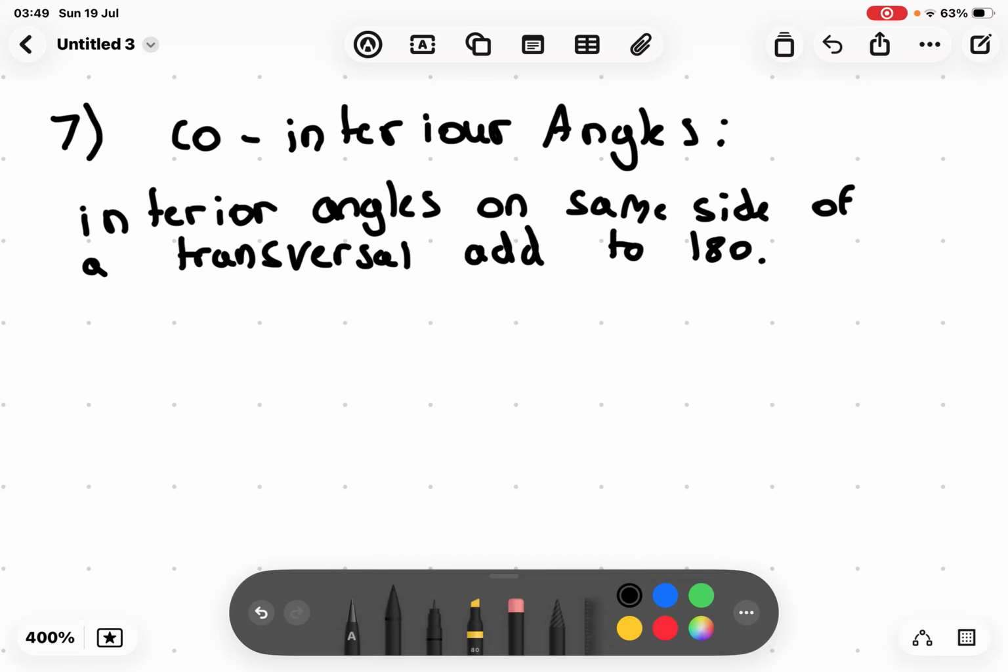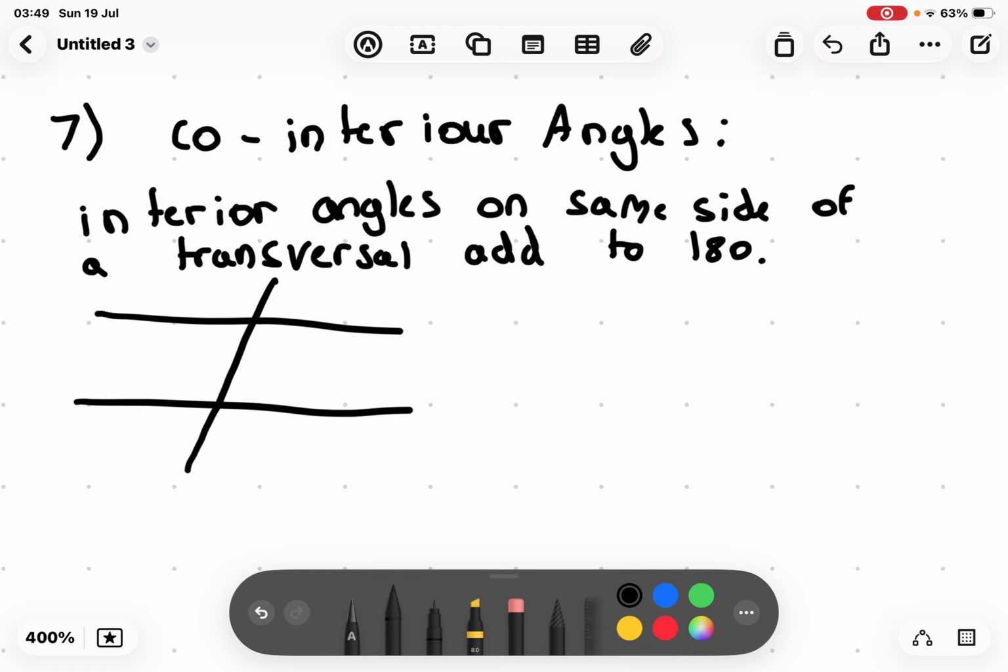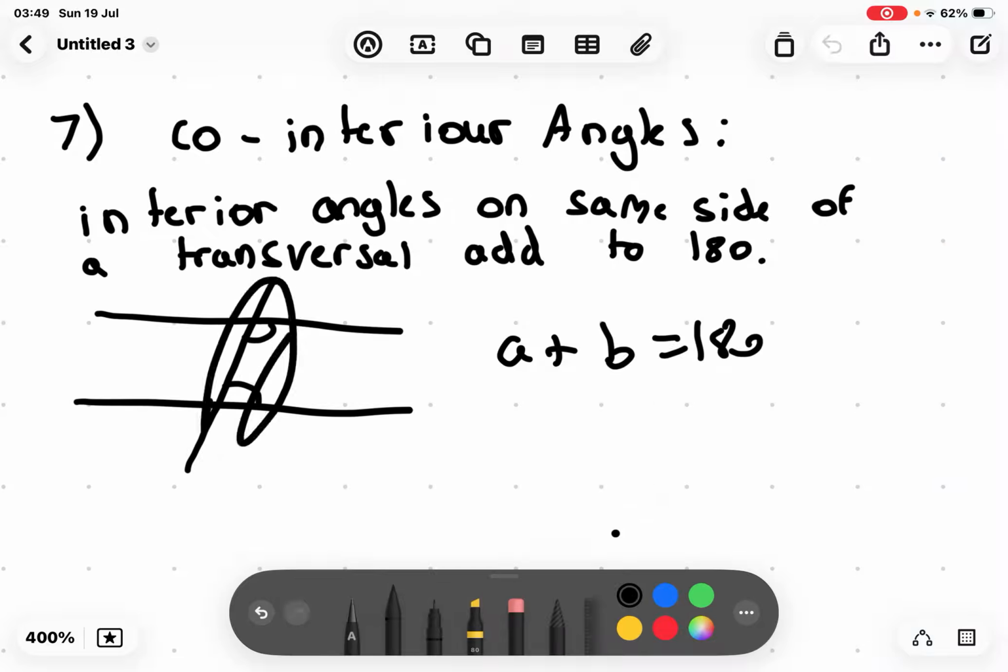So co-interior angles is all about the interior angles. If they're on the same side of a transversal, they add to 180. So what I mean by this is, we have a line, right? We have a cut, where the transversal is basically a cut. We have two angles, so angles on the same side of a transversal cut. They're on the same side, and they add up to 180.